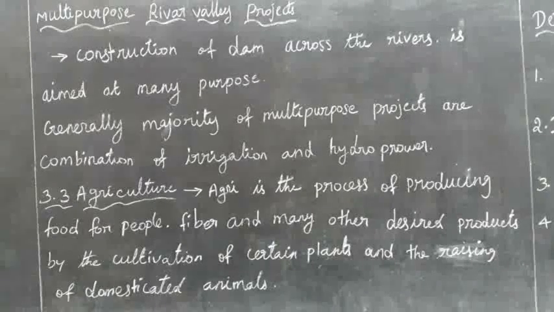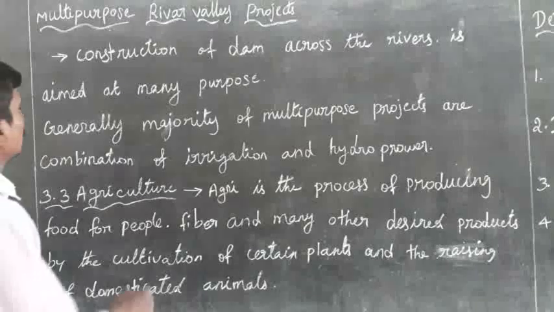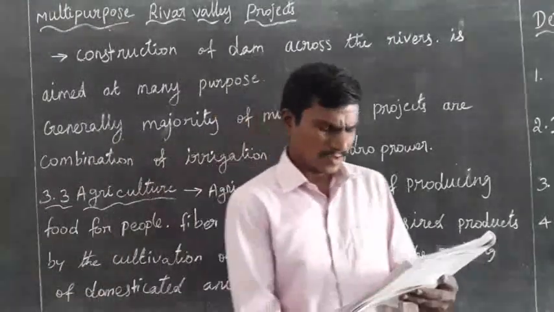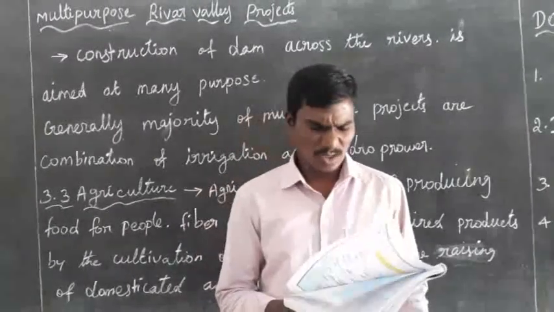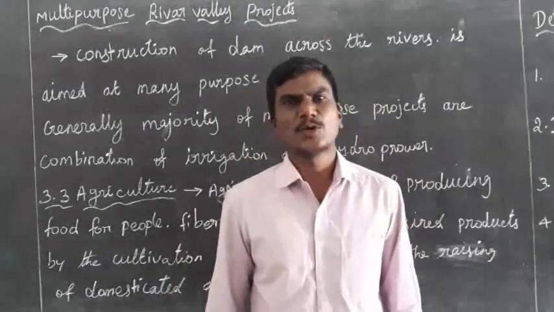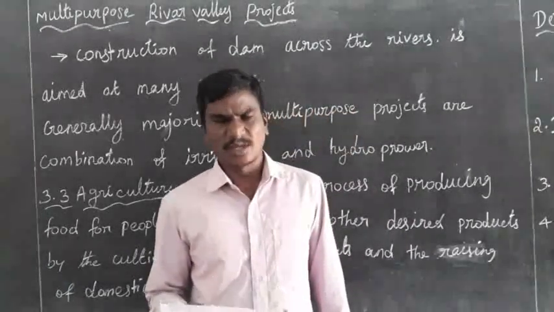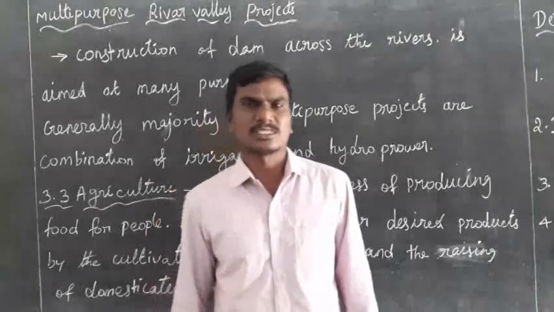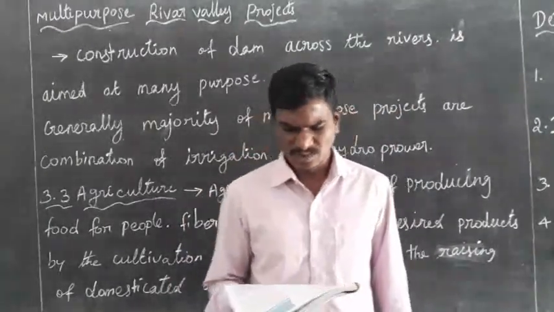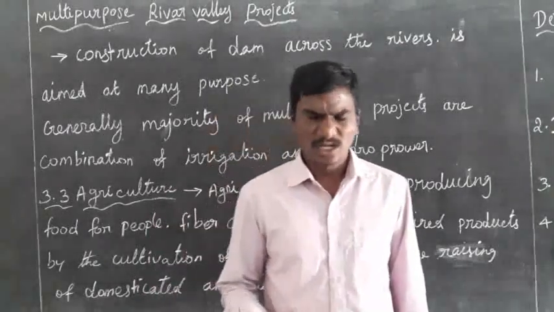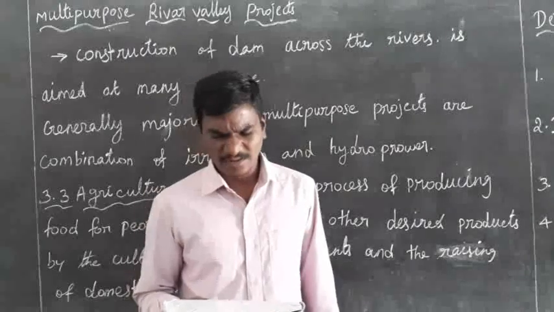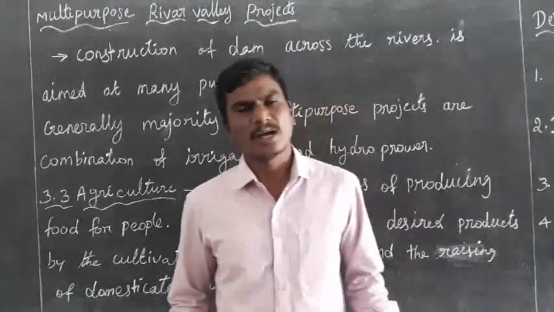The major purposes of dams are: one, irrigation facilities; hydropower generation; water supply for drinking and industrial purposes; controlling the flood; development of fisheries; navigation, and so on. That is called a multi-purpose project.